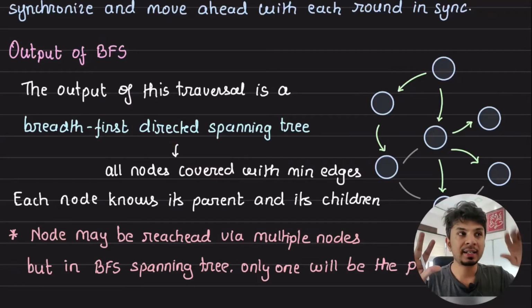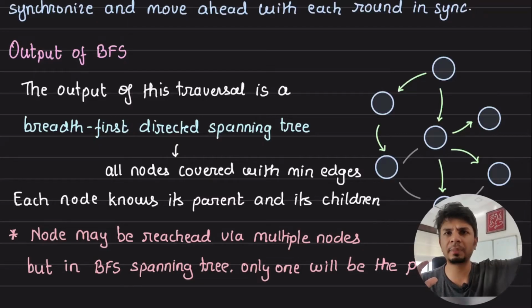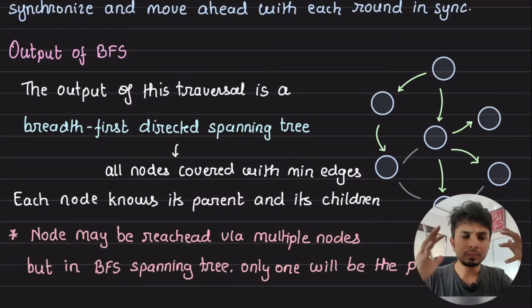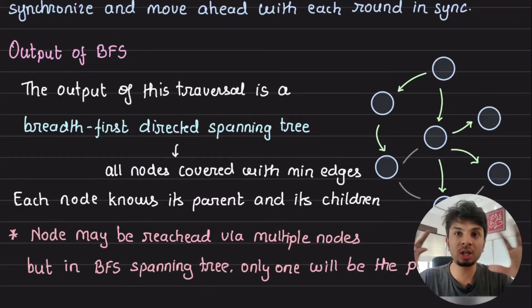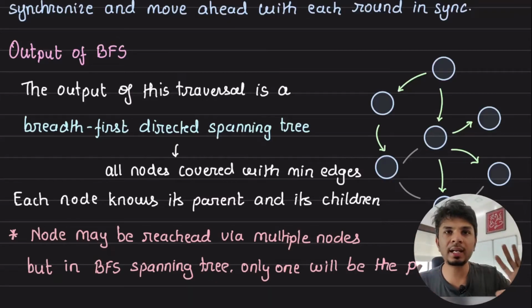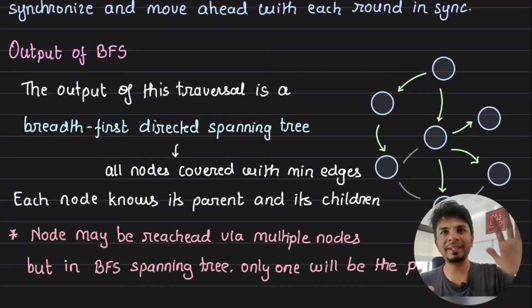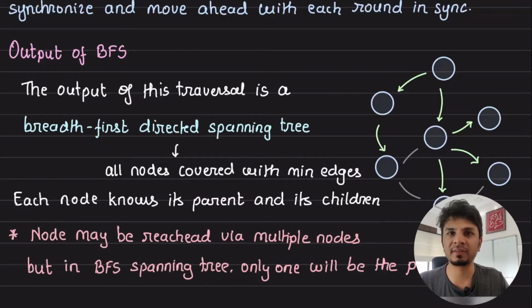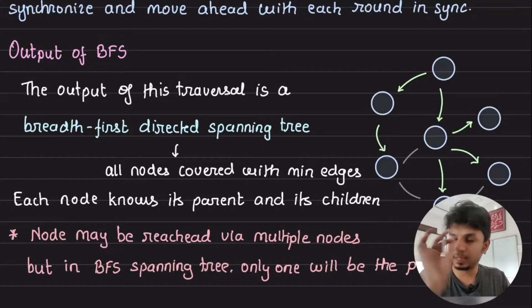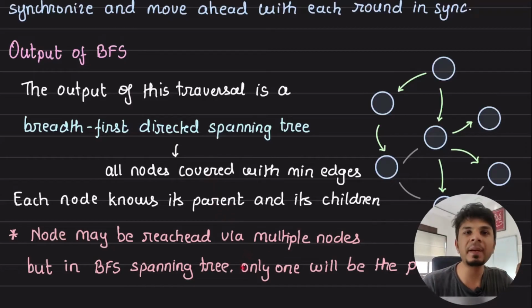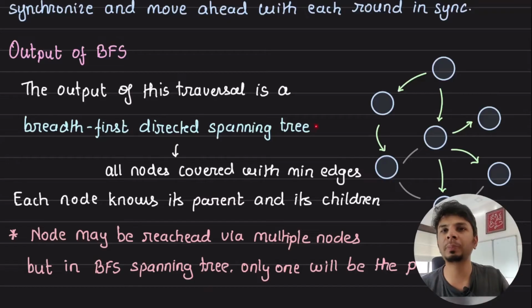Now what is a spanning tree? Same as in our graph algorithms in our typical DSA course. A spanning tree is where you cover all the nodes of the graph but only a limited number of edges, or rather a bare minimum number of edges for you to cover the entire graph. Right? This is what a spanning tree is all about. It may not be a minimum spanning tree, but a spanning tree with the bare minimum edges that they converge. Right? So just to highlight that point, a node may be reached via multiple nodes, but in a BFS spanning tree, only one of them would be the parent.